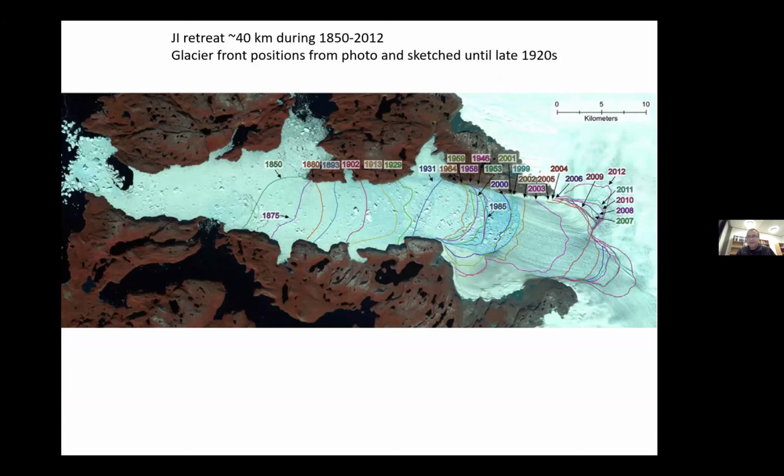So for Jakobshavn, in this case, the front has retreated by more than 40 kilometers over the last 120 years.